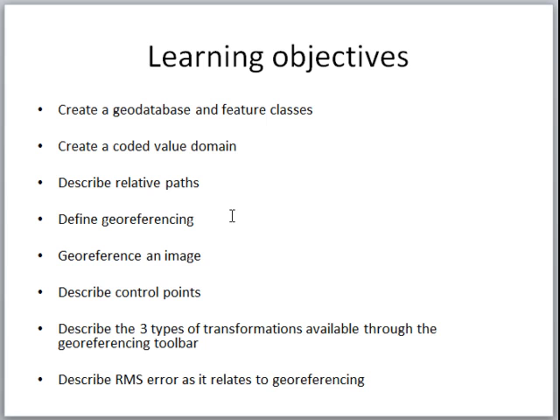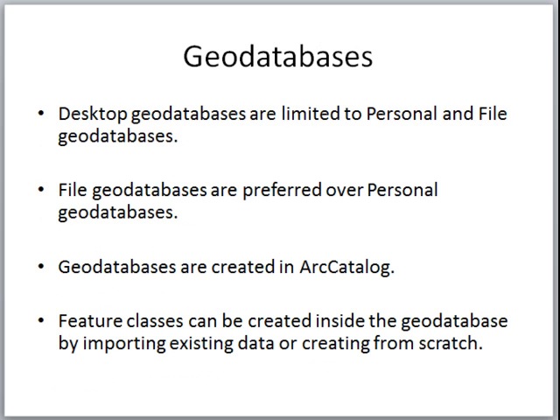We'll also look at three types of transformations that are available through the georeferencing toolbar in ArcMap, and we'll describe RMS error as it relates to georeferencing. So some of this you've seen before, but some of it will be a slight review.